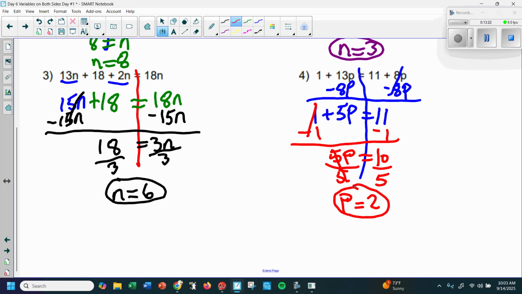And again, you could always check it on the calculator. For time purposes, I'm going to skip that. So hopefully you're understanding this. That would make me so happy if you were.